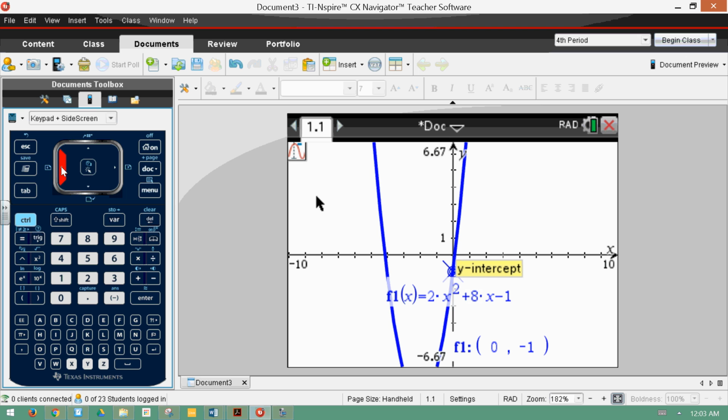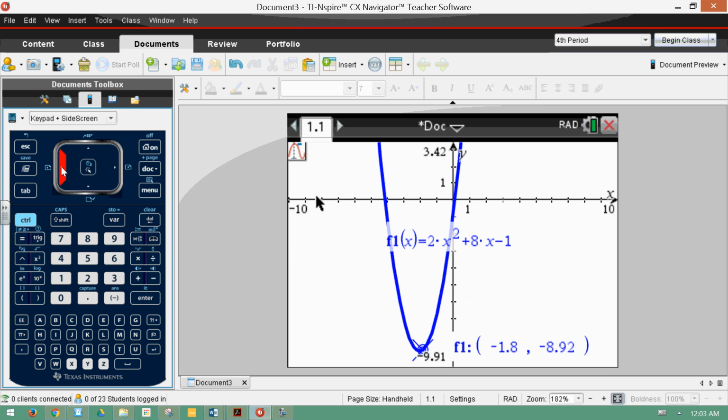Now, when I go right or left, actually, I get to the y-intercept. The y-intercept is 0, negative 1. Keep going down and resize the window for me. The minimum is at negative 2, negative 9. And if I keep tracing, I find another 0 at negative 4.12. So let's look at those values again. Again, I have a 0 here.